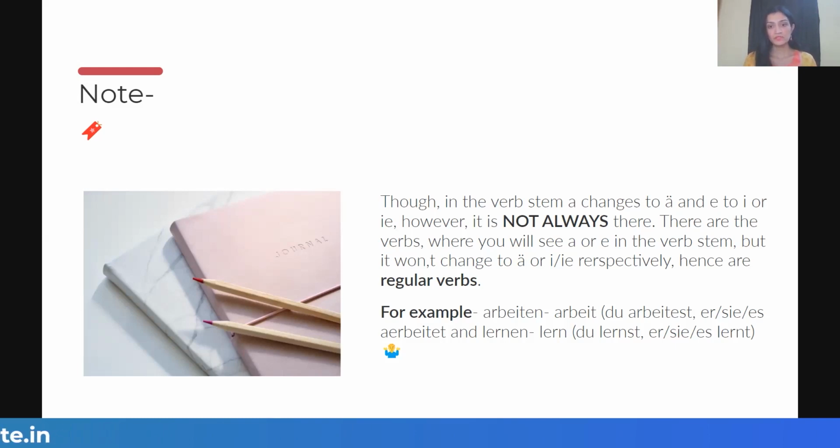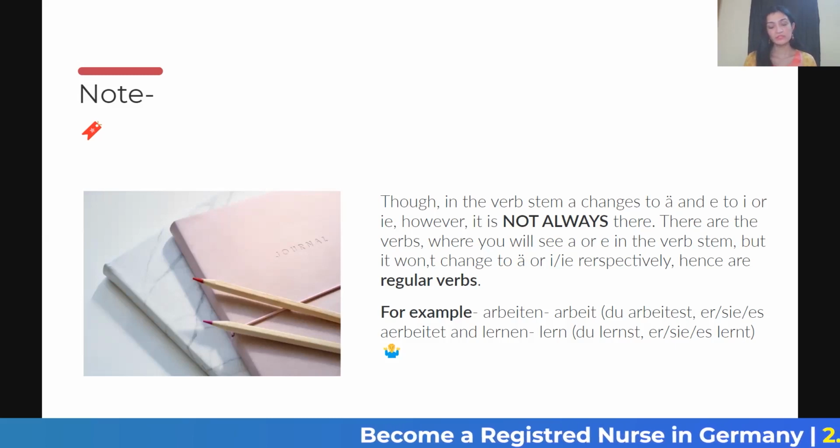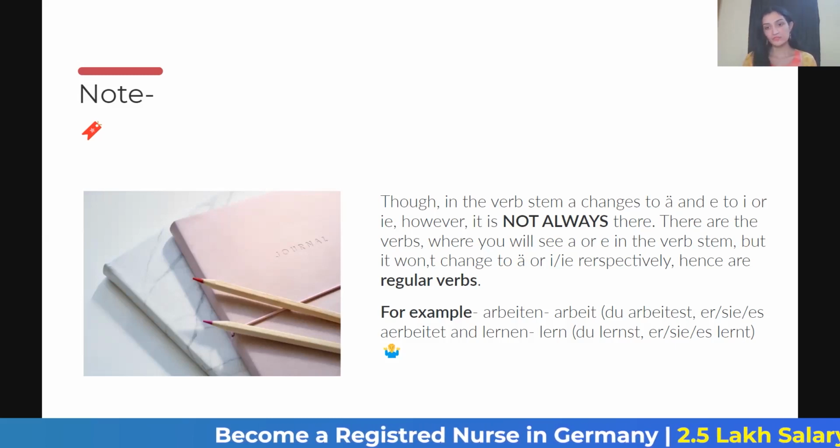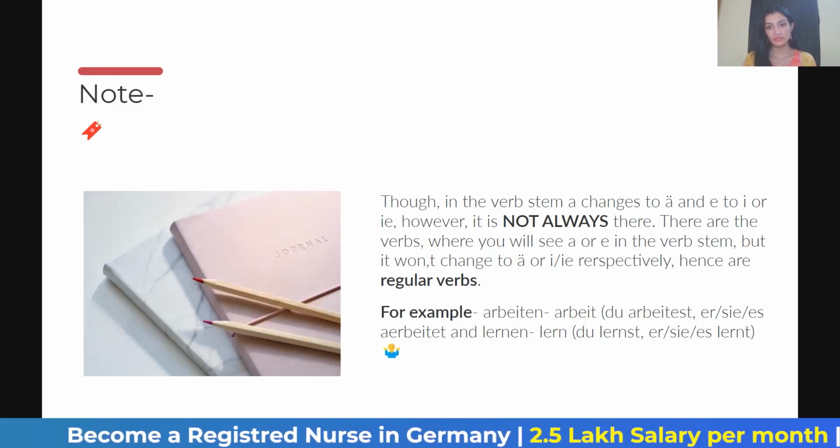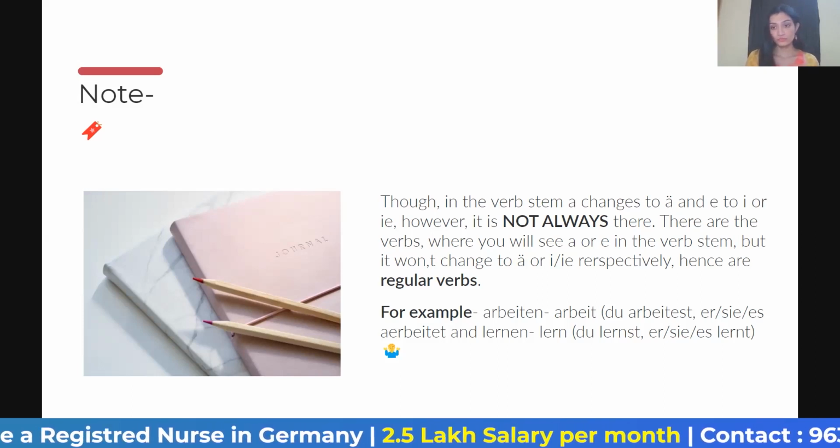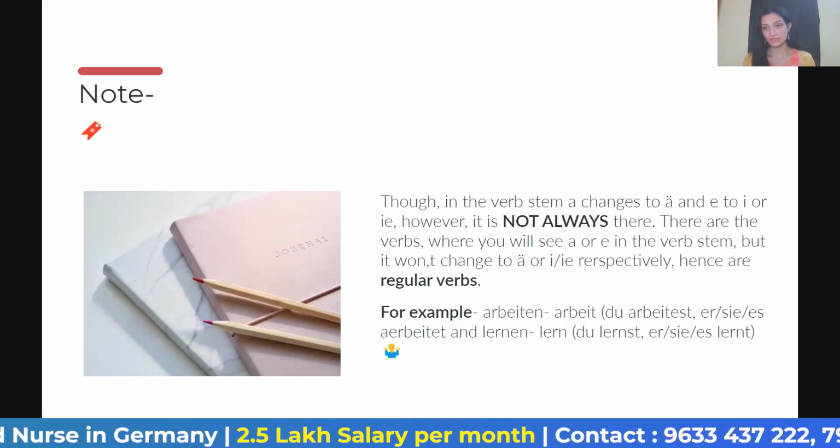For example, arbeiten. After removing en, arbeit is remaining. And yes, arbeiten is to work. Okay, arbeiten is to work. After removing en, arbeit is remaining. In arbeit, here A is also coming, E is also coming, but neither A is changing to umlaut nor E is changing to I or IE.